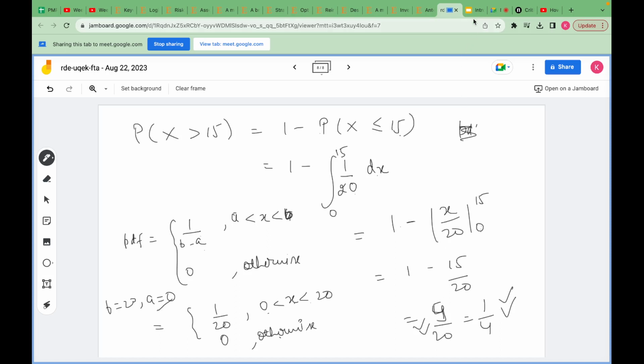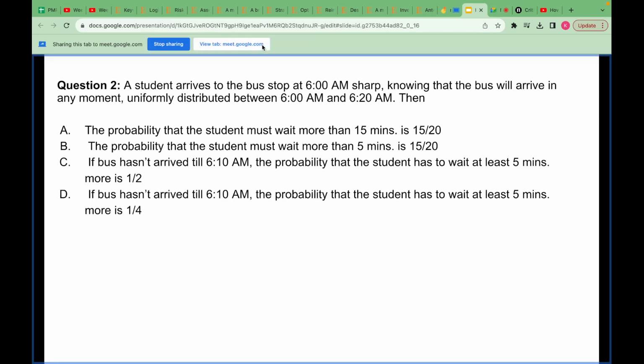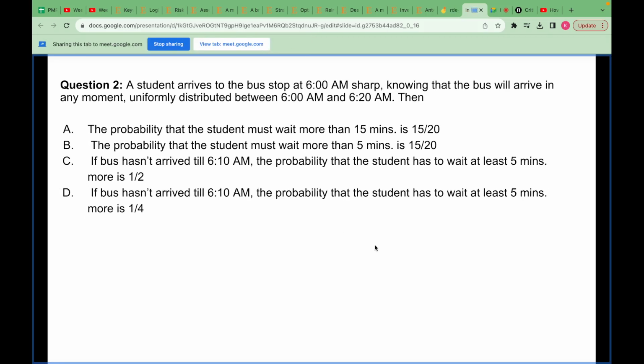So we will try to see what is asked in the question. Here the statement says the probability that the student must wait more than 15 minutes is 15 by 20. So this is not right, we saw that it is 5 by 20. Now we will check the second option: the probability that the student must wait more than 5 minutes is 15 by 20. So we will check this statement now.